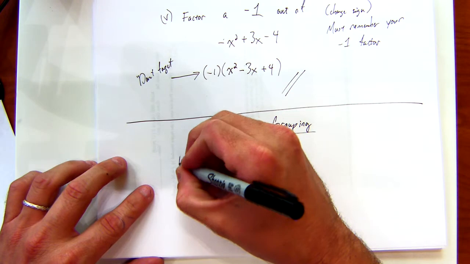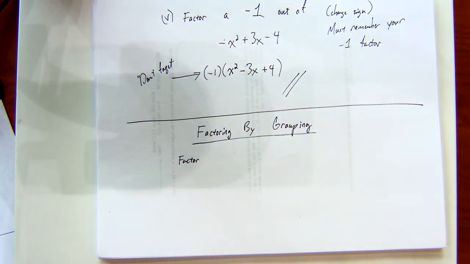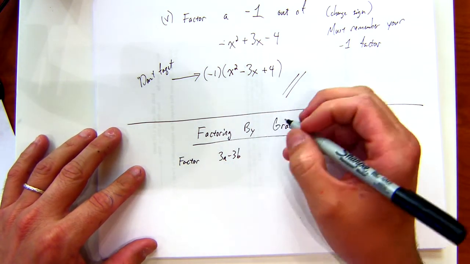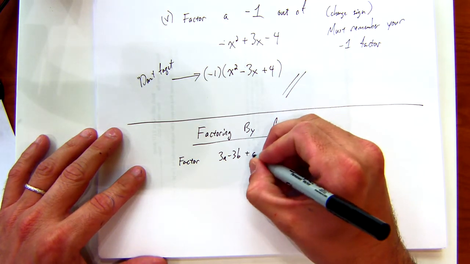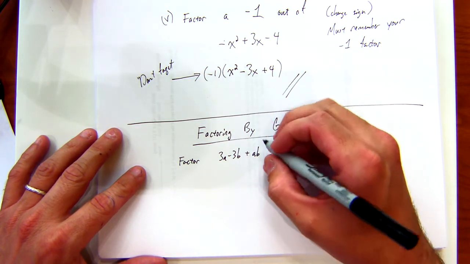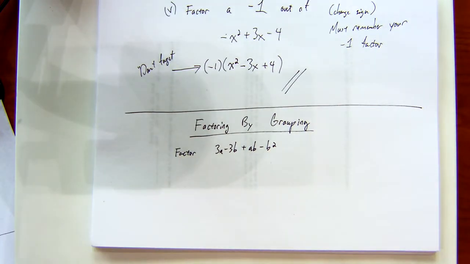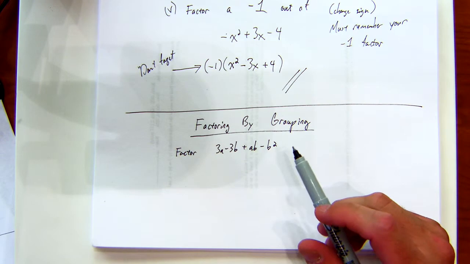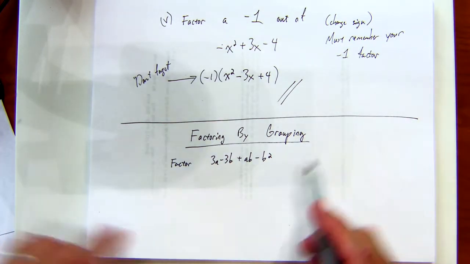So let's try to just factor 3a minus 3b plus ab minus b squared. So whenever we're just asked to factor a polynomial, the very first thing that we want to do is just ask ourselves, is there a common factor between all of these?